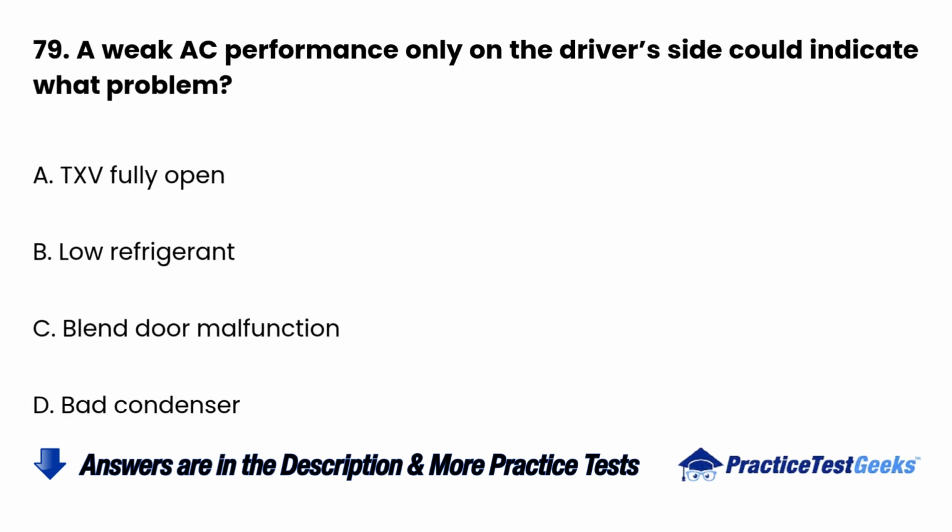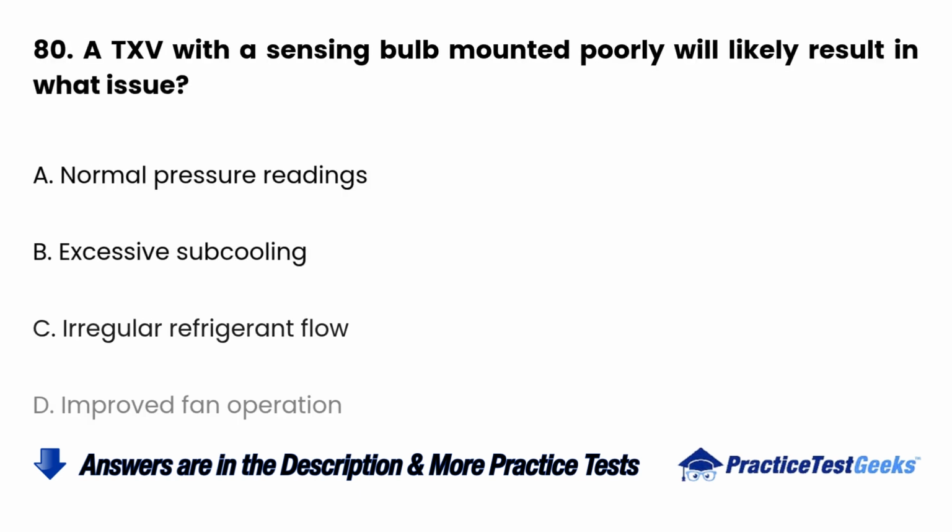79. A weak AC performance only on the driver's side could indicate what problem? A. TXV fully open. B. Low refrigerant. C. Blend door malfunction. D. Bad condenser.